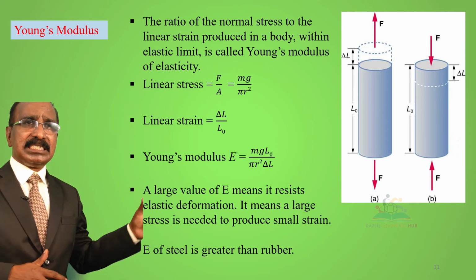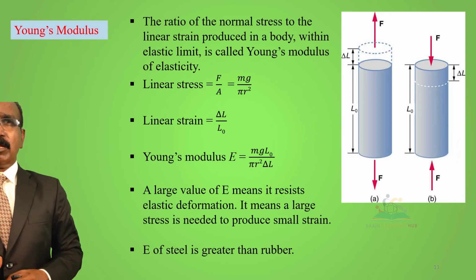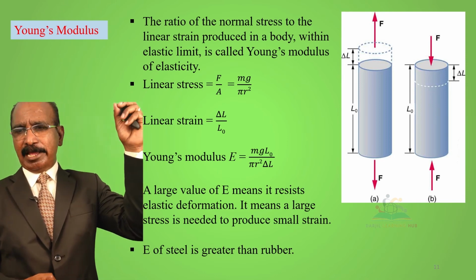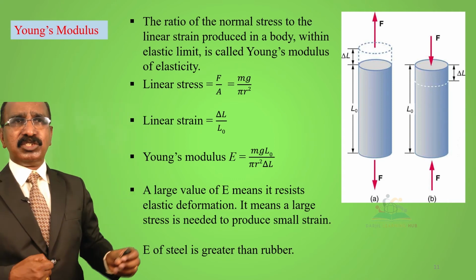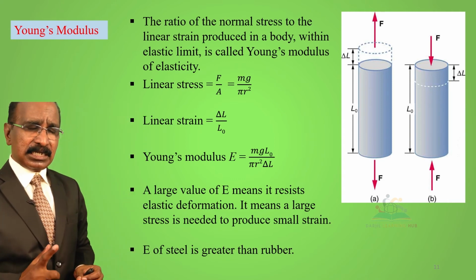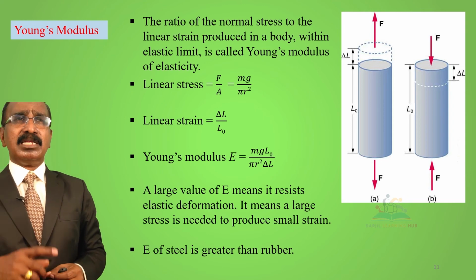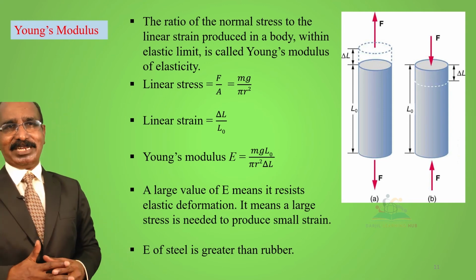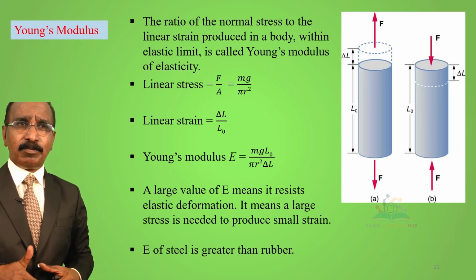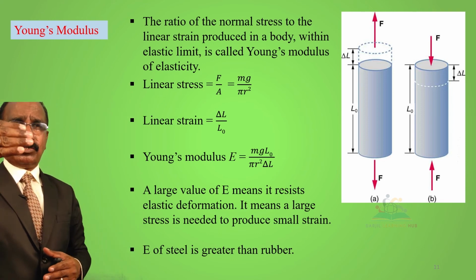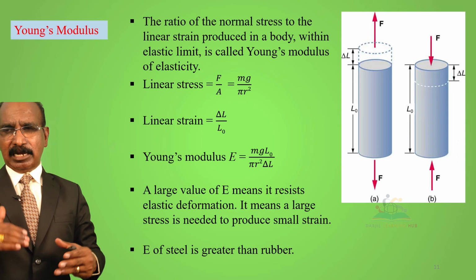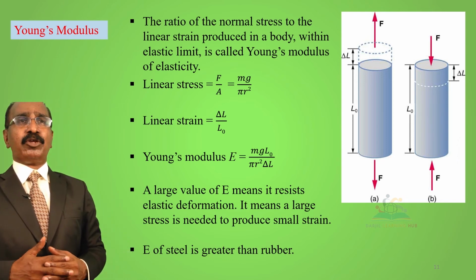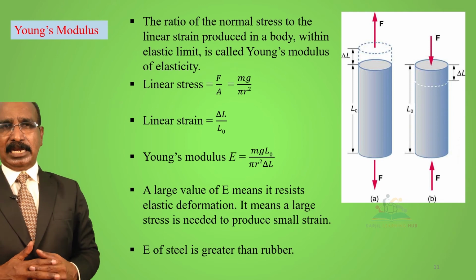And the linear stress is force per unit area. If you are applying a mass of m kilogram, then the force will be equal to mg. Area, since it is a circle, will be pi r square. Therefore, linear stress will be equal to mg divided by pi r square. Therefore, Young's modulus will be equal to mg by pi r square divided by delta L by L0. So you will have this formula: E = mg L0 divided by pi r square into delta L.